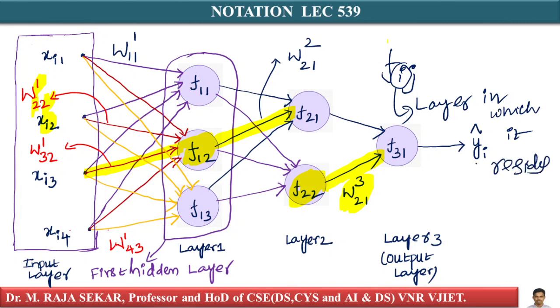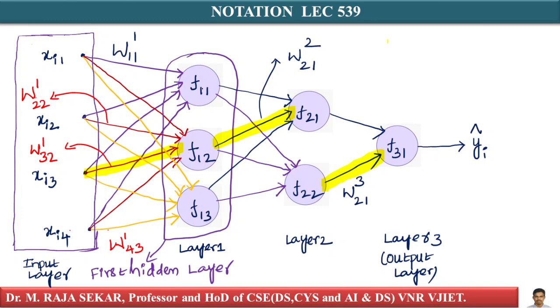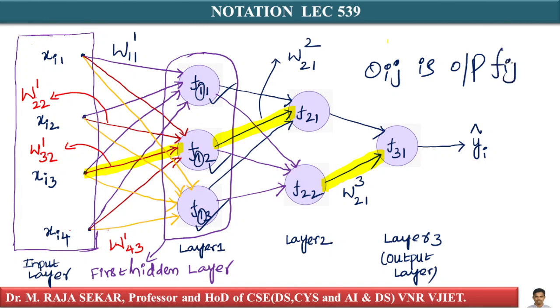And J is the index from the top. When I say Fij, I is the layer, in which layer? First layer. J is the index from the top, what does that mean? This is the first layer, index from the top: 1, 2, 3. Oj is the output of Fij.